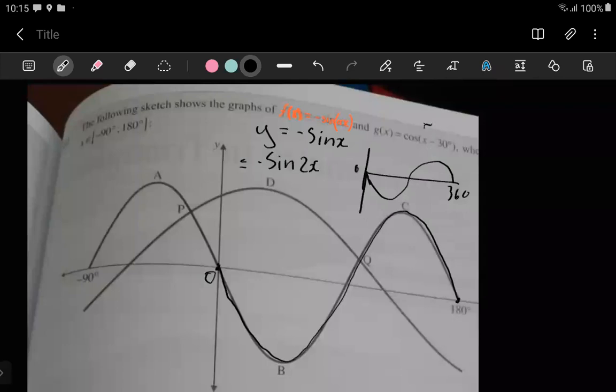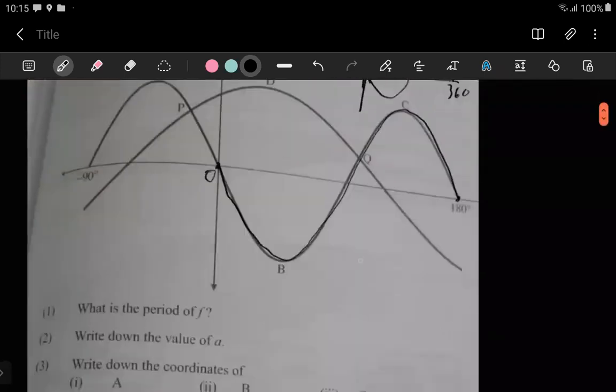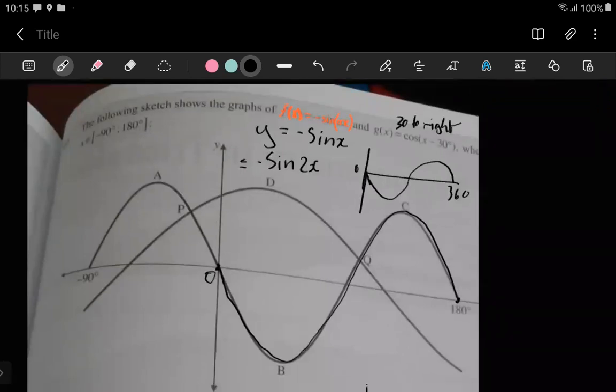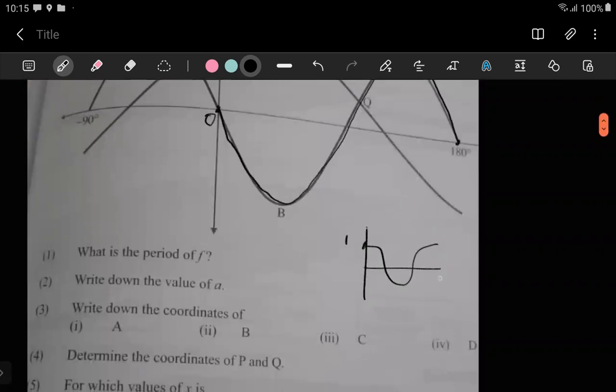a standard cos graph that was moved 30 degrees to the right. You see, 30 to the right. Because a cos graph would have started off passing through, let's say here somewhere, at 1. It would pass through the y-axis at 1, as long as it was not moved up or down or left or right. This is what a standard cos graph would look like. If it was y is equal to cos x here, it would pass there at 1, come down all the way to 360.